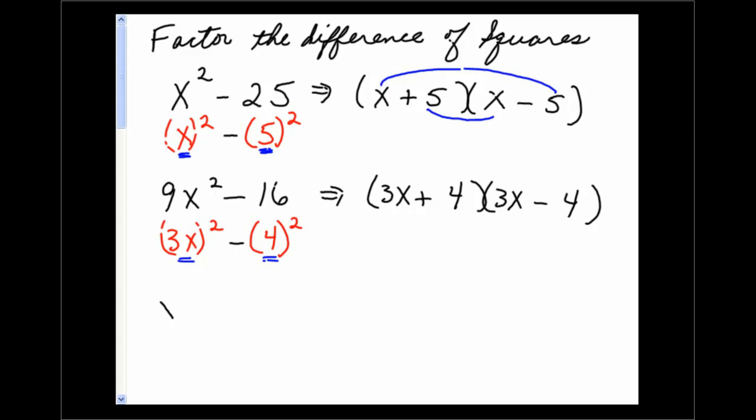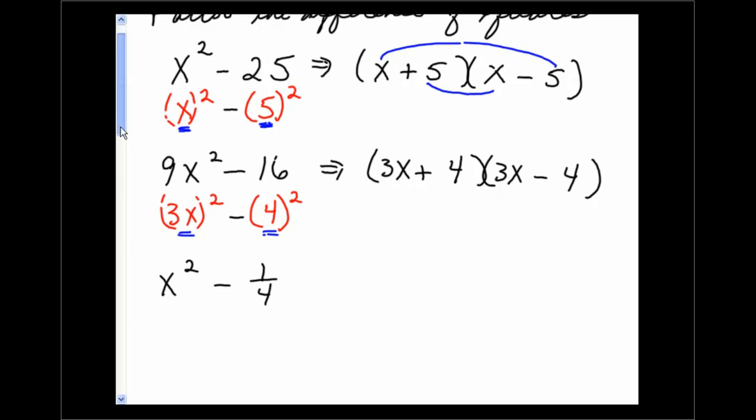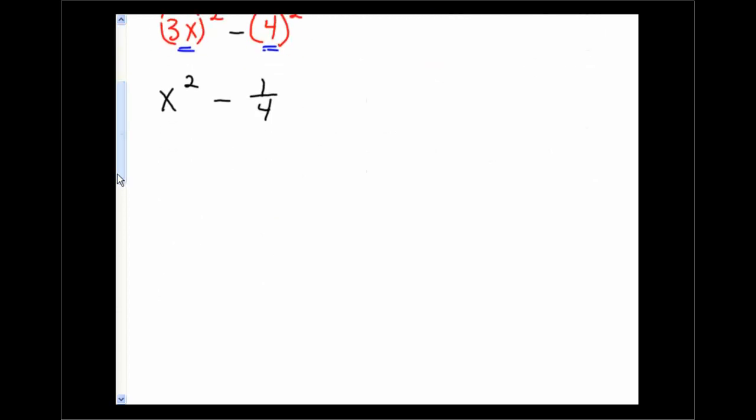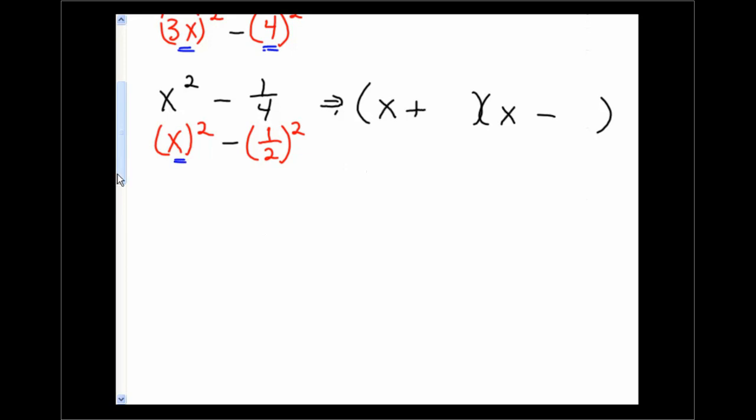Next example is x squared minus 1/4. Now this looks a little bit different, but don't be alarmed because there's a fraction. Fractions can be perfect squares. X squared, again, is a perfect square for x. 1/4 is a perfect square for 1/2. So this will factor to two binomials, a sum and a difference. First term is x. Second term is 1/2.